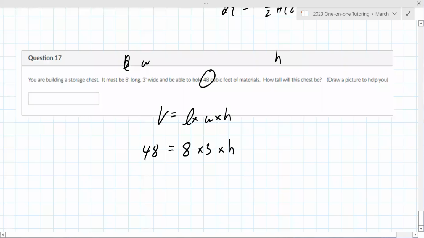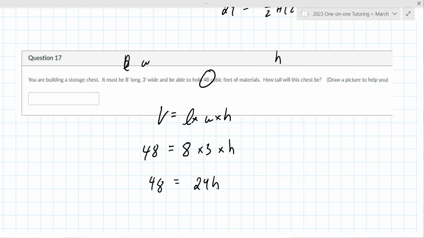All right, so pretty simple equation here. 48 equals 24 times h. What is the value of h that works here? Would it be 2? It is 2.